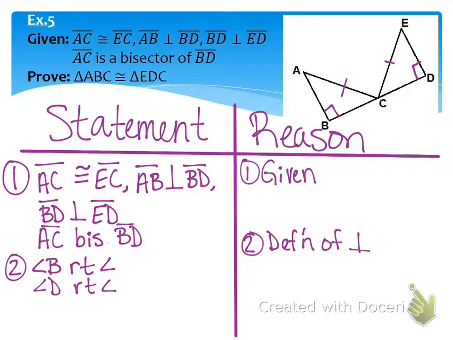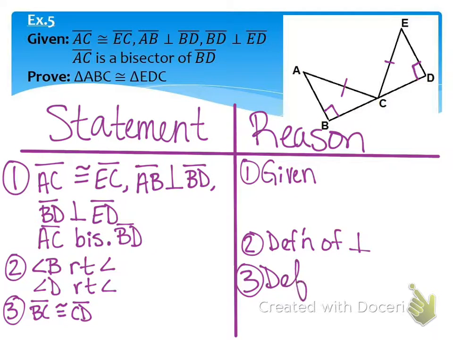Well, they gave us one more given. AC is a bisector of BD. So what does that tell me? Good. BC is congruent to CD. Why? Definition of bisector. We could go ahead and mark it in our diagram. And now we're ready for our prove statement.